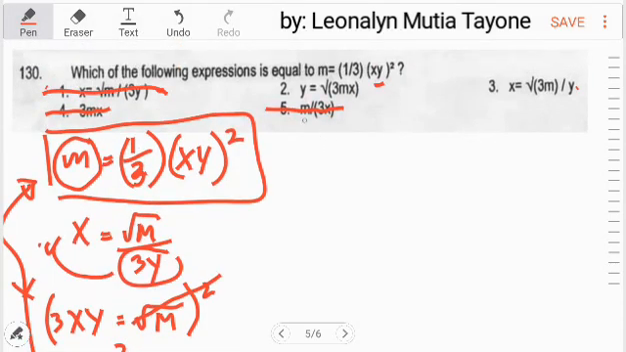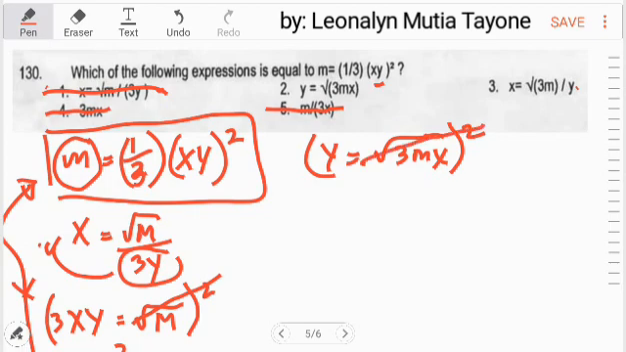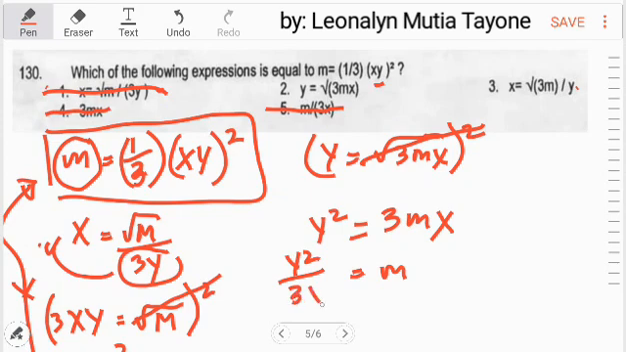Next, itong si choice 2 natin. Y equals square root of 3mx. So, mag-raise tayo ng square sa buong equation para ma-cancel out itong square root natin. So, magiging y squared equals 3mx. Para ma-isolate si m dyan, so this is y squared over 3x. Hindi pa rin siya pareho. So, mali si number 2.